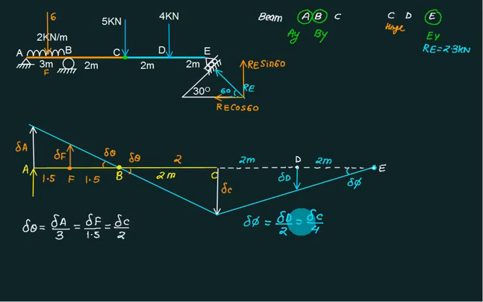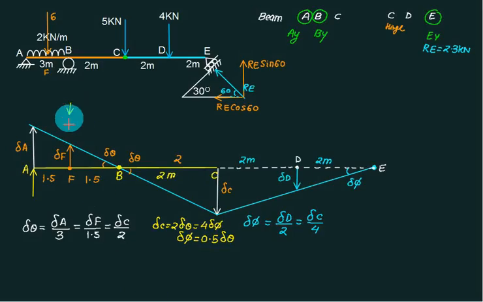Fine. Now see this triangle. Del C is common to both, so del C appears here also and del C appears here also. What is del C from this? It is 2 times del theta. And what is del C from this side? 4 times del phi. So del phi is 0.5 of del theta.